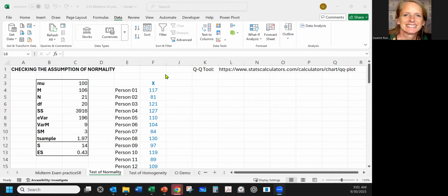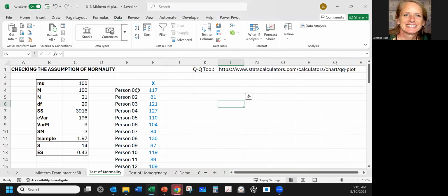So to do the QQ plot, remember Q just stands for quantile, which you can think about in terms of percentile, the percent of scores lower than a given score. And in this case, the quantile is for what we would expect if the distribution was normal.